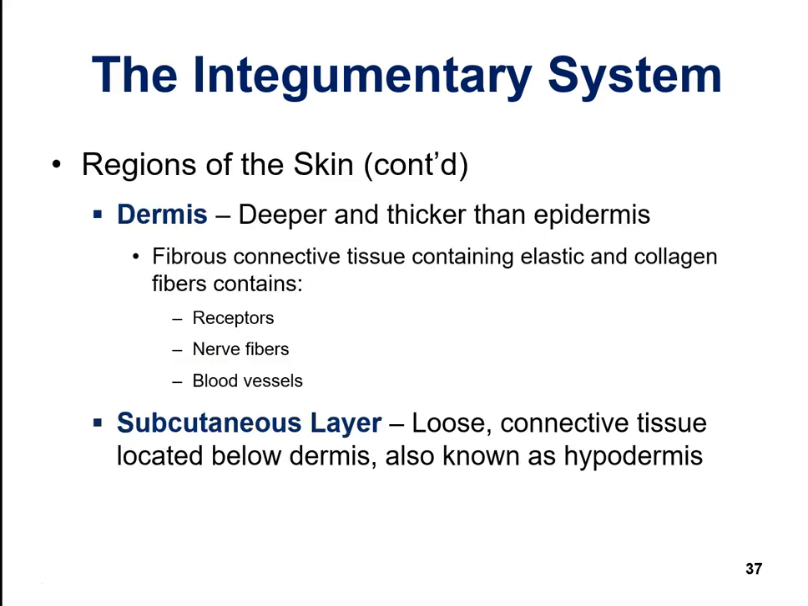The next layer, deep to the epidermis, is called the dermis. It's deeper and also thicker than the epidermis. The dermis is made up of fibrous connective tissue. It has elastic and collagen fibers, and within that there are receptors: sensory receptors, nerve fibers, and blood vessels. They're all in the dermal layer.